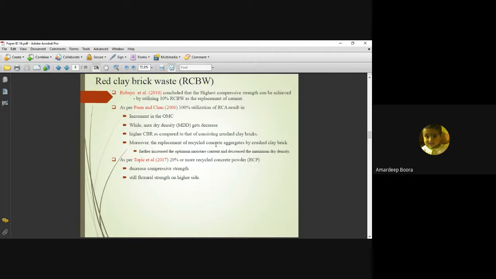So this was reported by Poon and Chon, while Topic et al. show that more than 20% of the recycled concrete powder, this is from ceramic, this ceramic powder was used, shows some decrement in the compressive strength. However, the flexural strength was found to be on the higher side in comparison to the compressive strength.